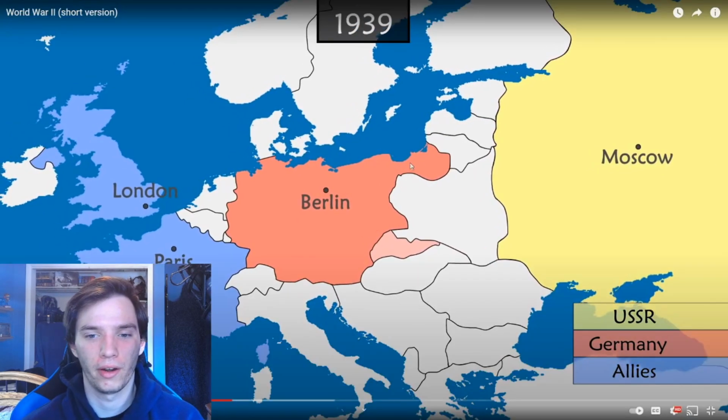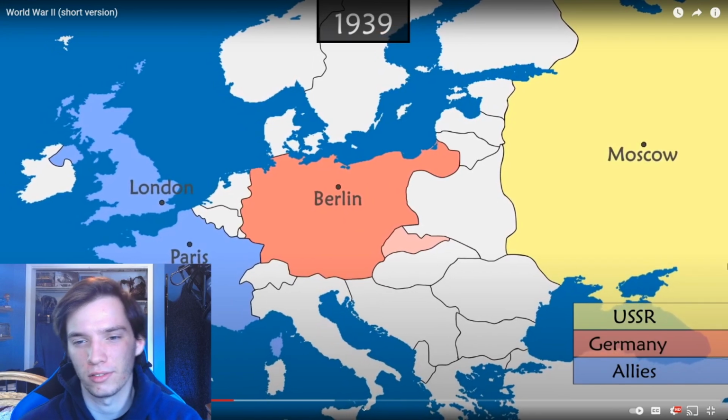I like how they're doing this map movement at the same time. It's very smooth. I really like this. This is very well made.